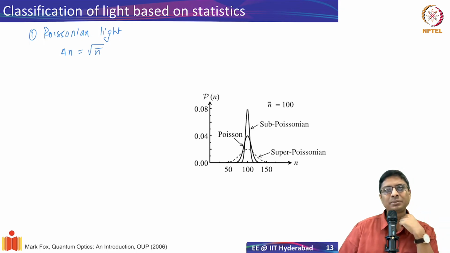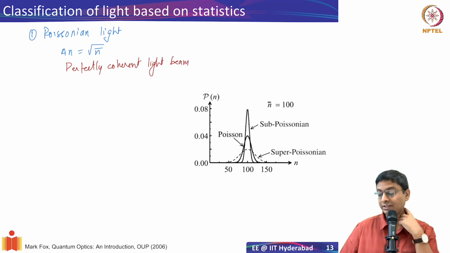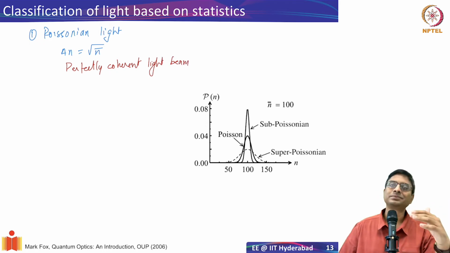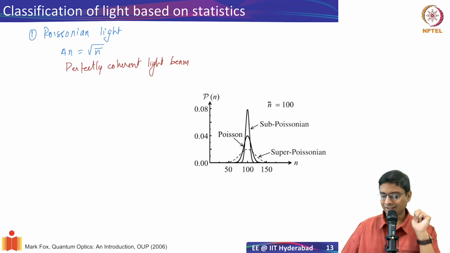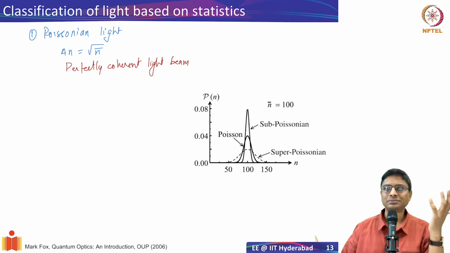What kind of light source will exhibit this? It will be a perfect... An example for this is going to be a perfectly coherent light beam. Remember, we considered constant intensity, perfectly monochromatic source. Still you will see some fluctuations. Okay. Now this is a perfect laser essentially will exhibit Poissonian distribution in photon statistics.